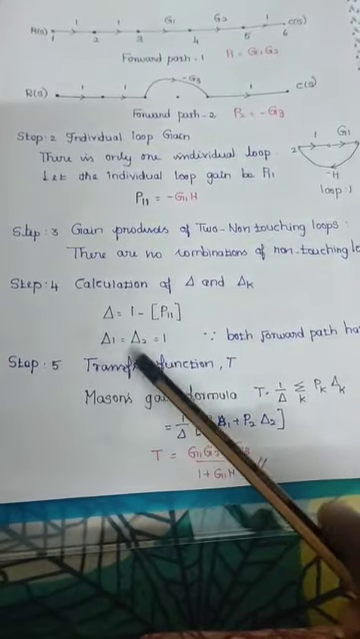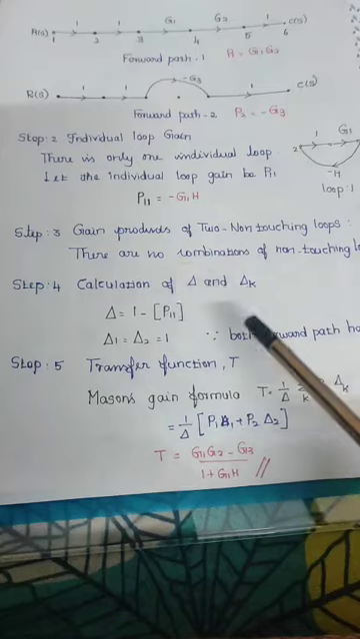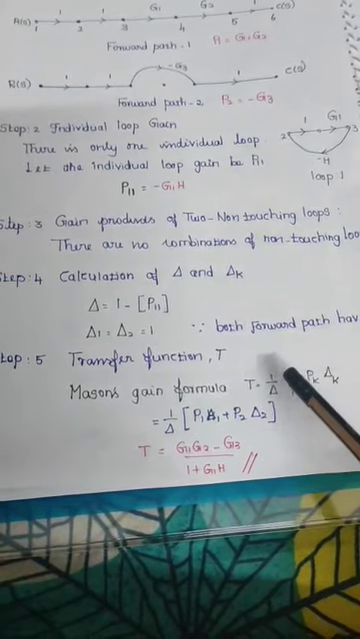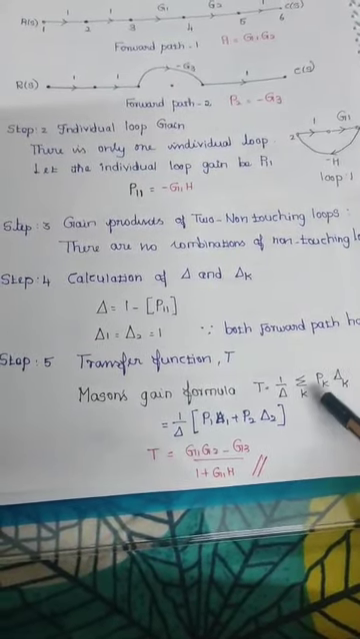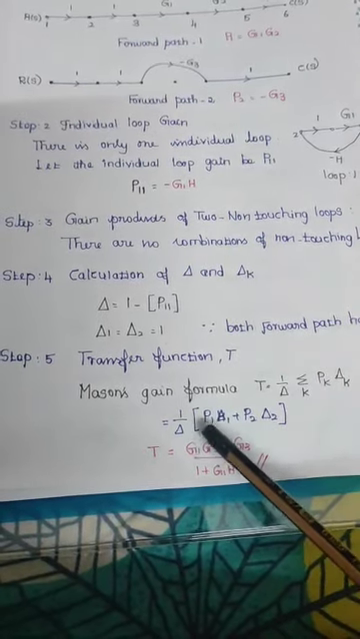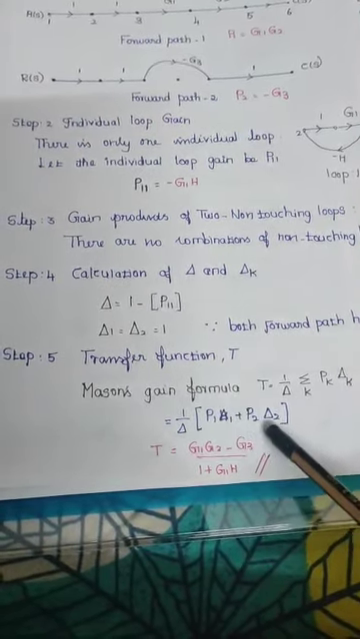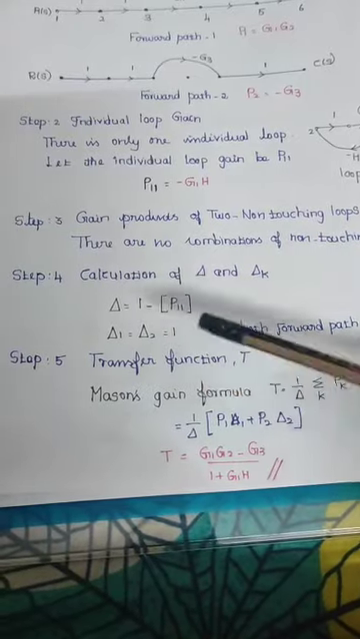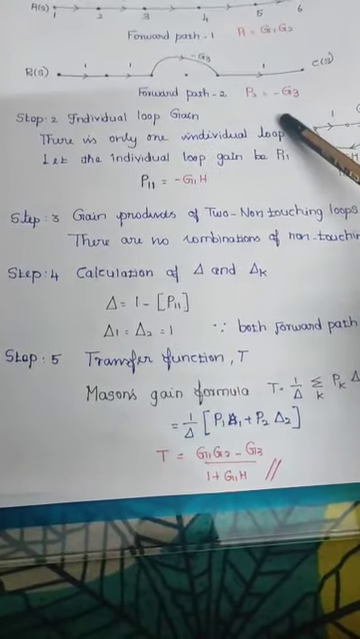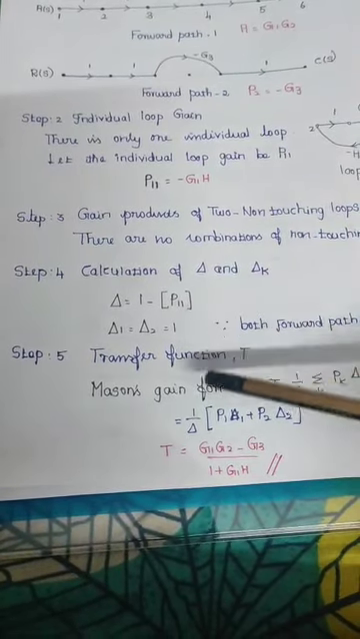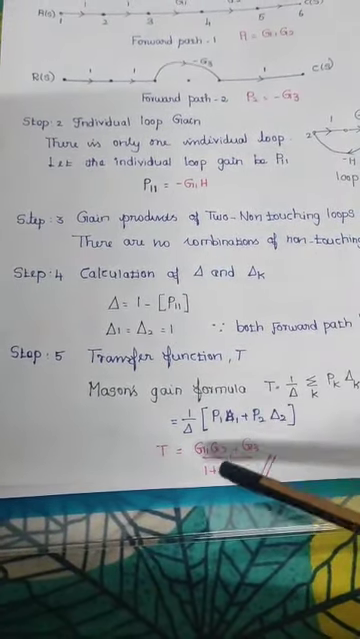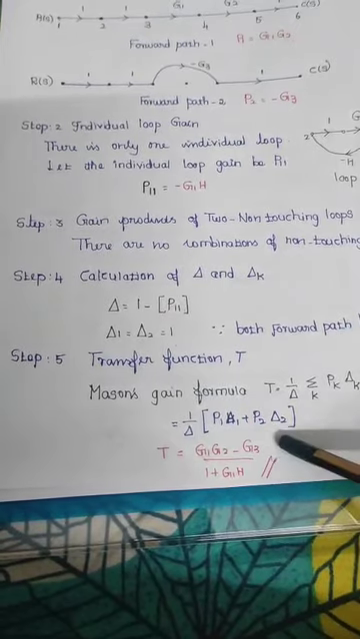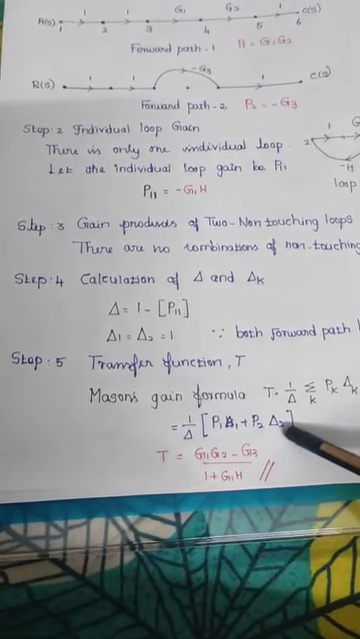Finally, we will find the transfer function. How will you find the transfer function? Using Mason's gain formula. The formula is T is equal to 1 by del into summation over k, Pk into del k. Substitute the values. So P1 into del 1 plus P2 into del 2. The value of P1 is this and the value of del 1 is this. Again, the value of P2 is here and the value of del 2 is here. Substitute all the values. We get the answer T is equal to (G1 G2 minus G3) divided by (1 plus G1 into H). This is the overall transfer function C(S)/R(S). Thank you.